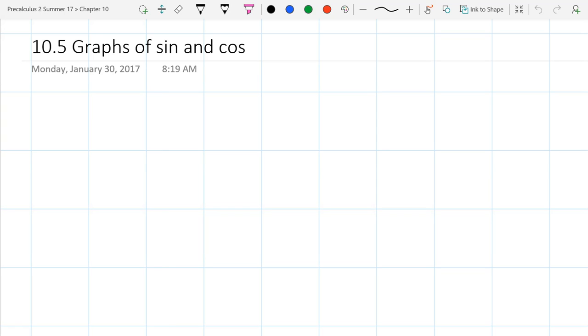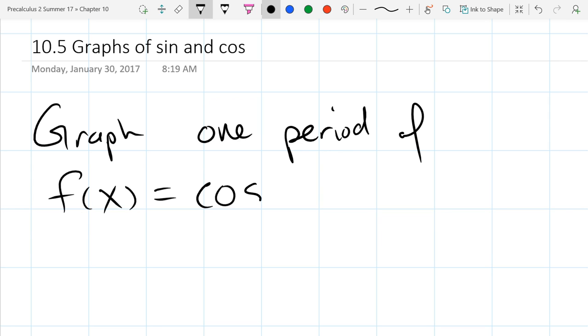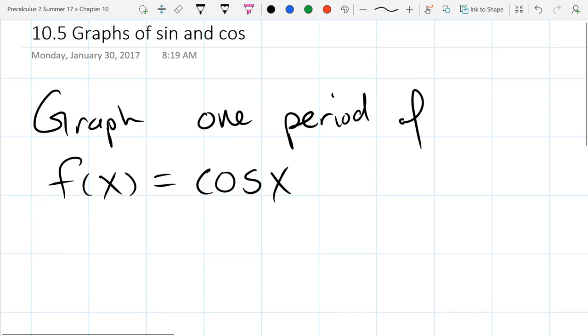But before we get started with that, I'll write down what we're going to do. Graph one period. We're actually going to end up graphing more than one, but we'll start with one period of cosine. Now when we graph functions, we're going to use x for the horizontal coordinate, y for the vertical coordinate, just like normal. And we'll start with the cosine function.